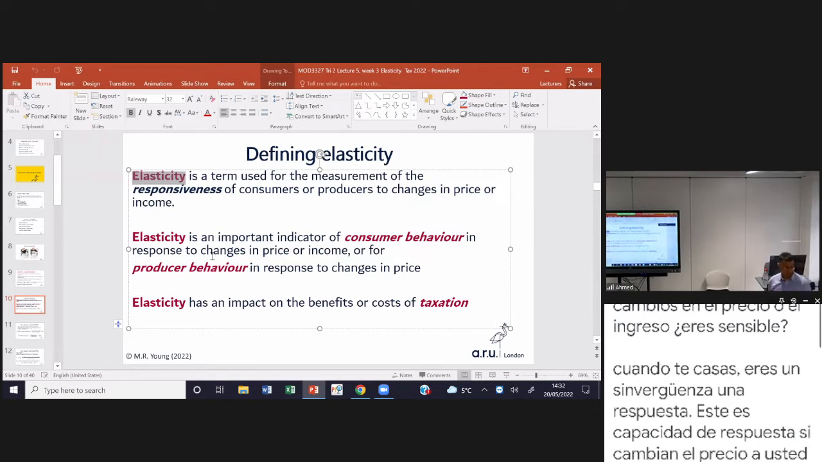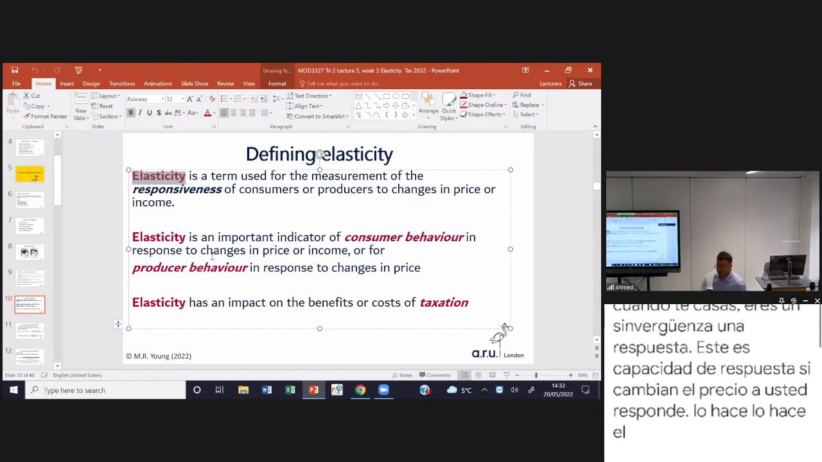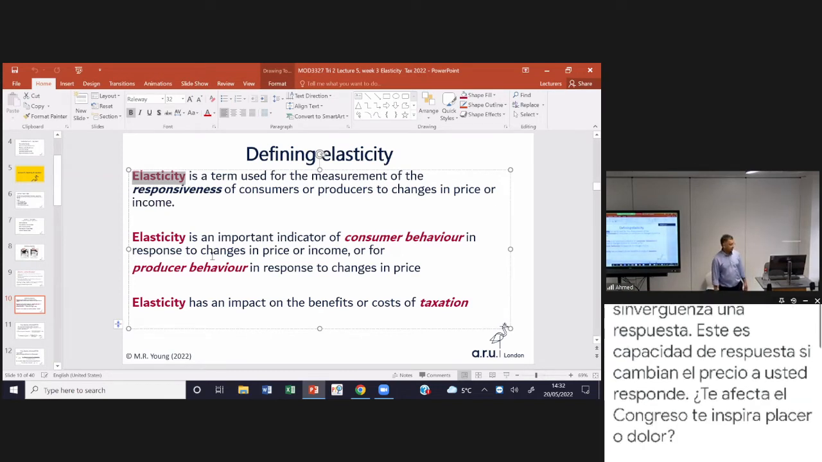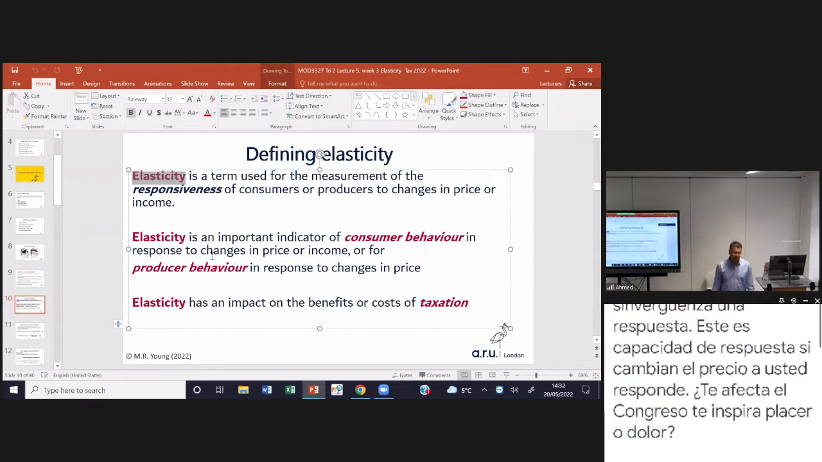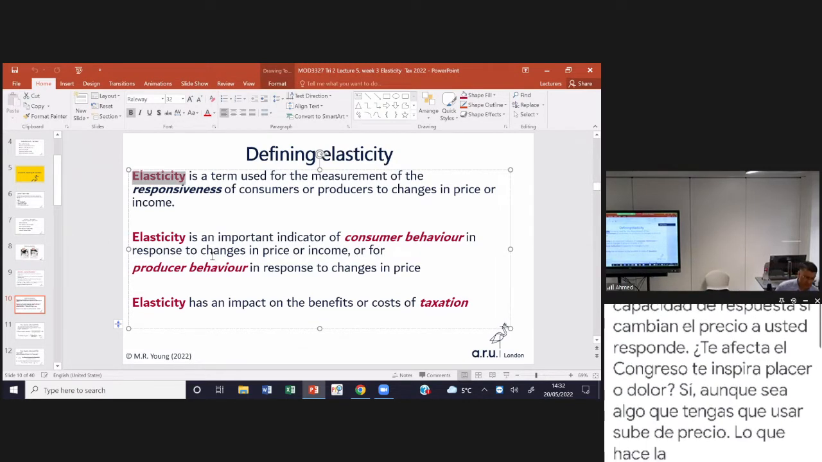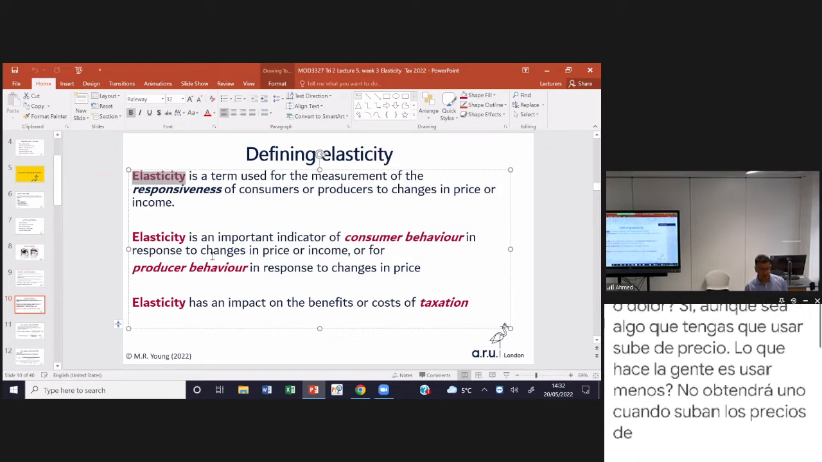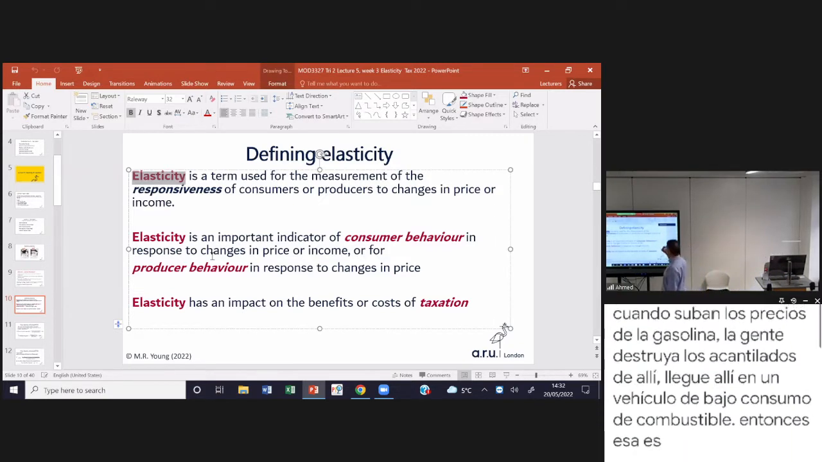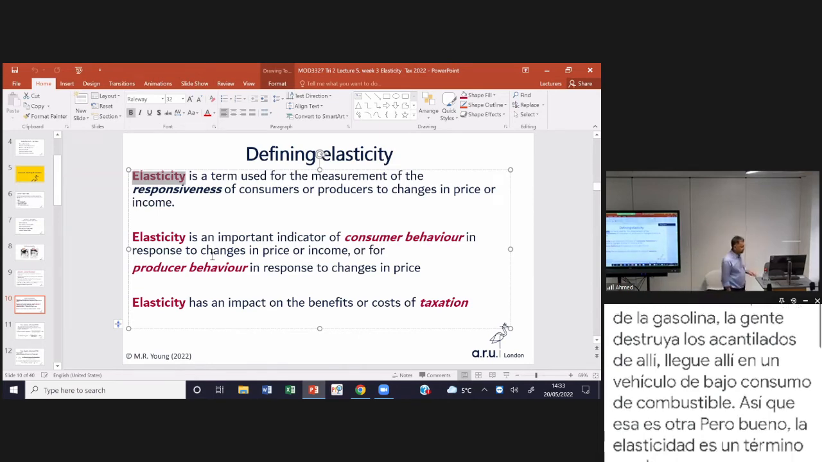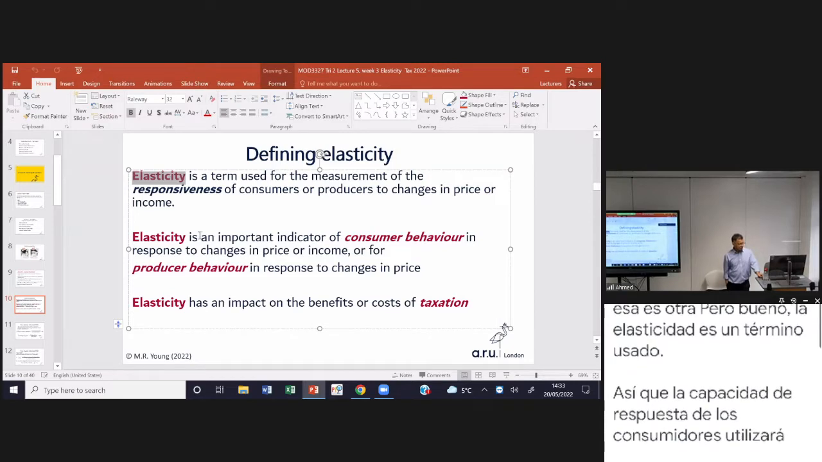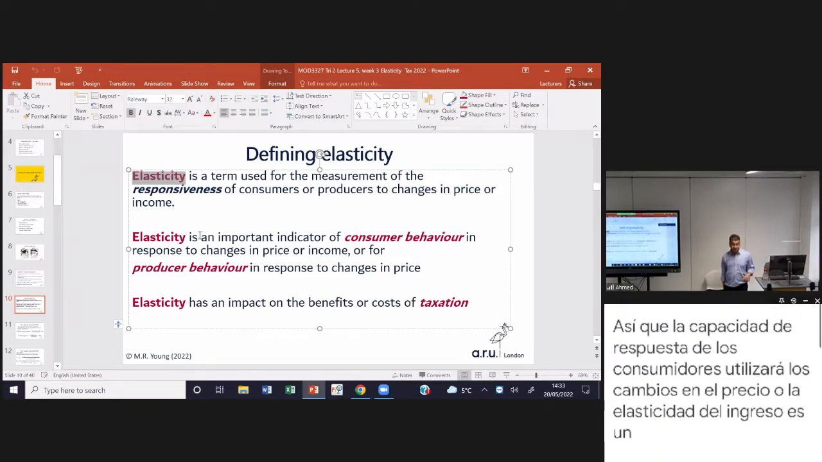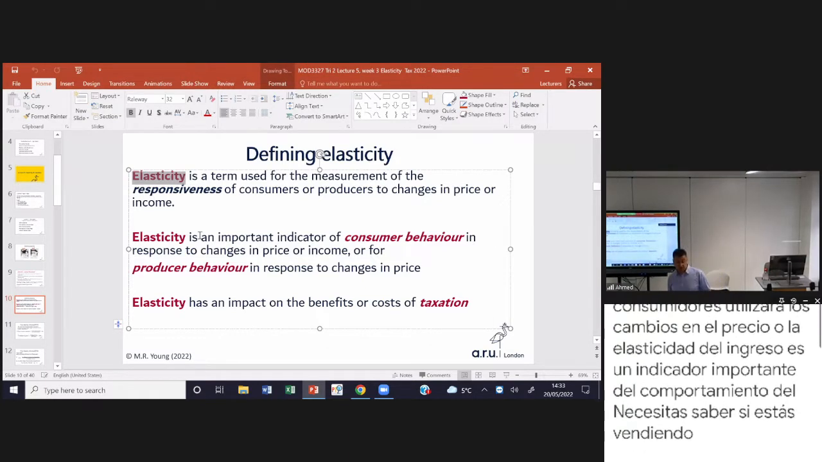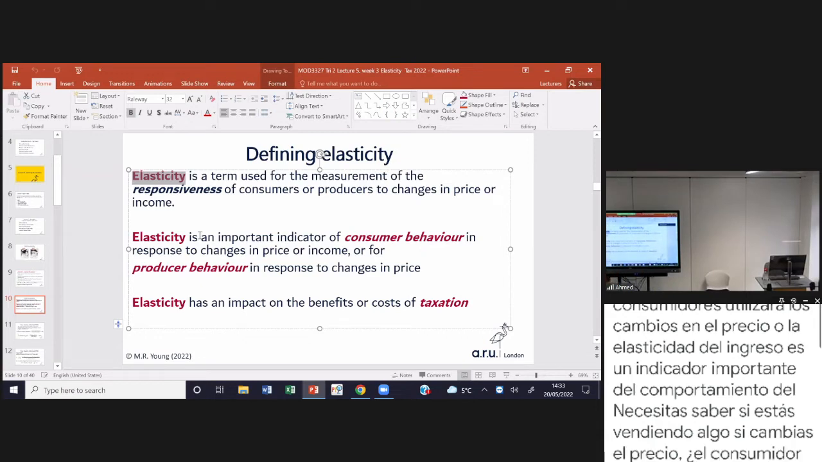Does it affect you? Does it inspire a response in you? Pleasure or pain? Maybe affecting you, but you can do nothing. Yeah, that's another problem. But even if something you have to use goes up in price, what people do is they use less. When gasoline prices go up, people just drive less. Or then they buy a more fuel efficient vehicle. So that's another possibility. But okay, elasticity is a term used for responsiveness of consumers or producers to changes in price or income. Elasticity is an important indicator of consumer behavior. If you're selling something and you change the price, will the consumer change their purchasing? That's the idea there.